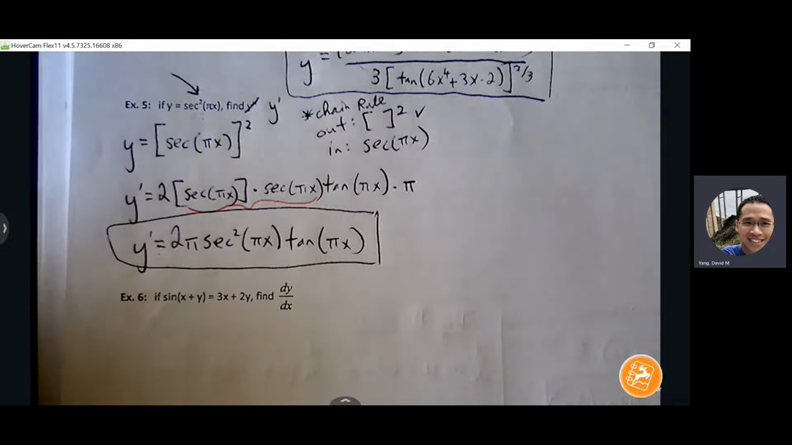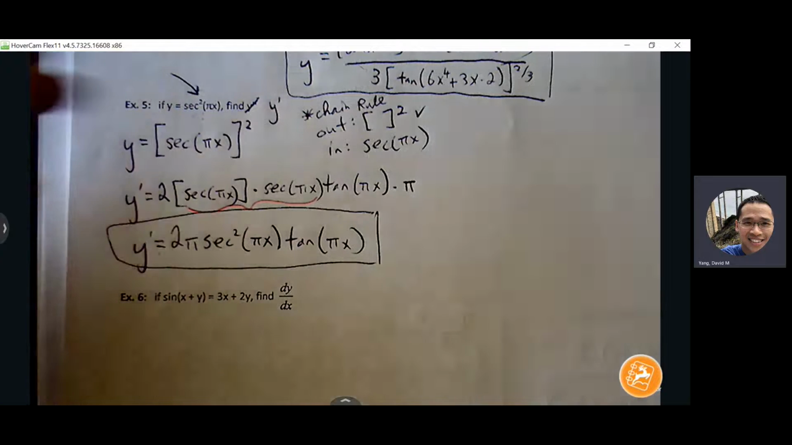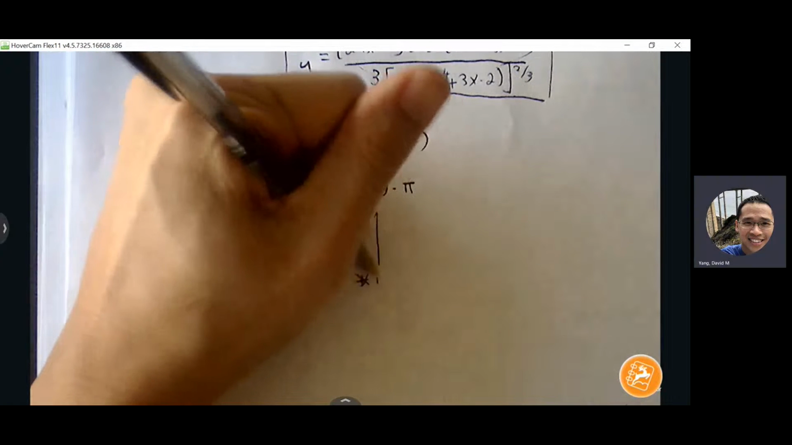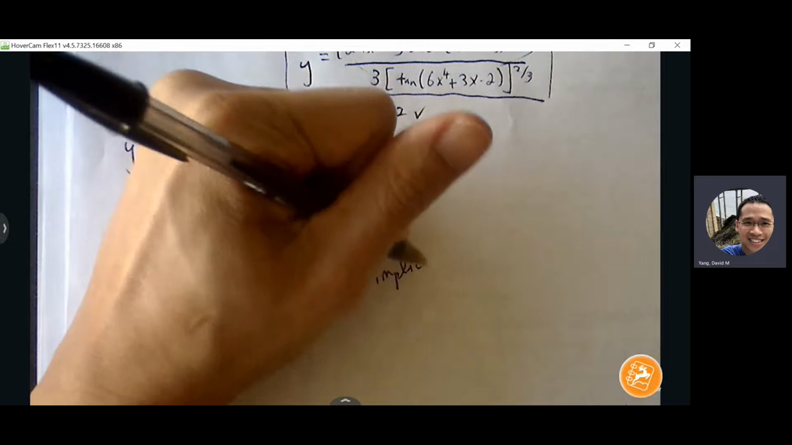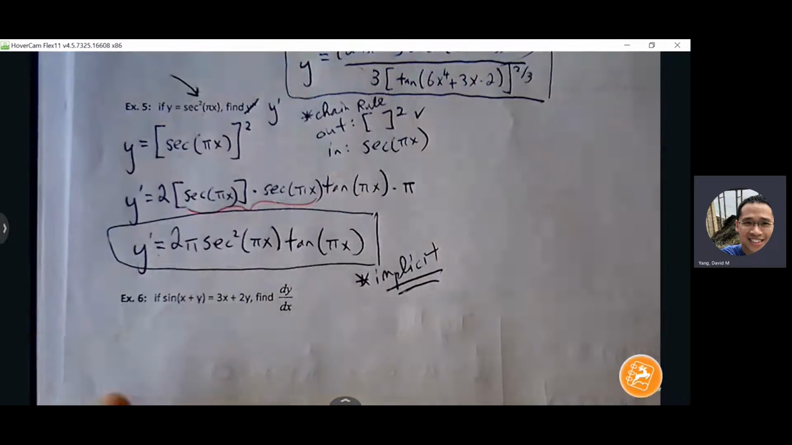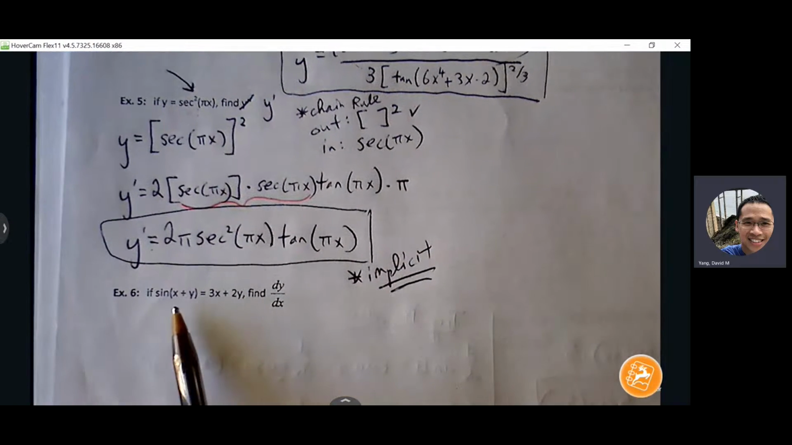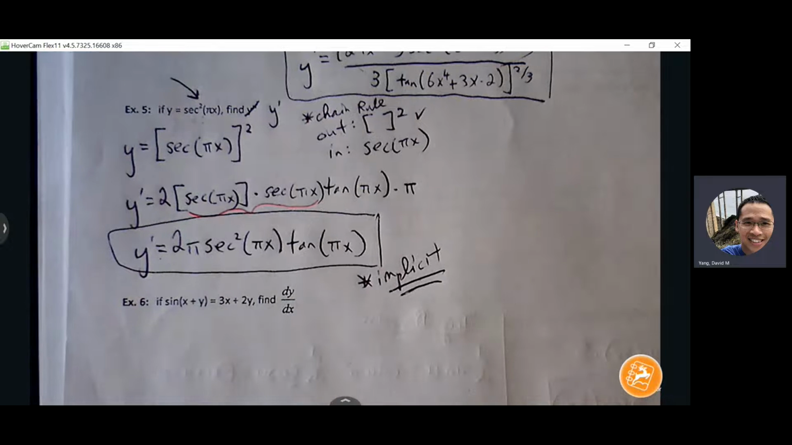All right, so let's look at example 6. Can we identify what's the big picture here? What's going to be involved with this problem? Implicit, yeah. You see y's all over the place. We're going to have to collect them. Can I do any cleanup here? Can I distribute the sine through? No, we cannot distribute sine through.